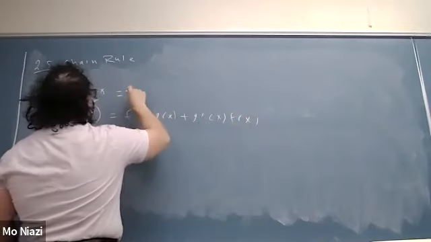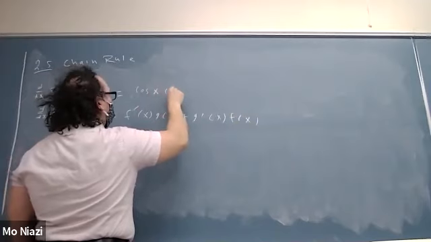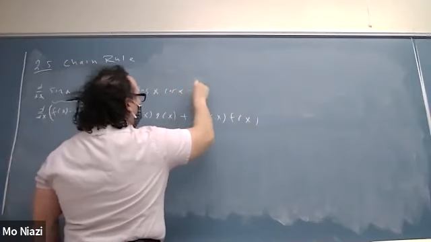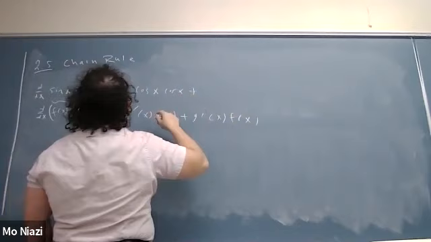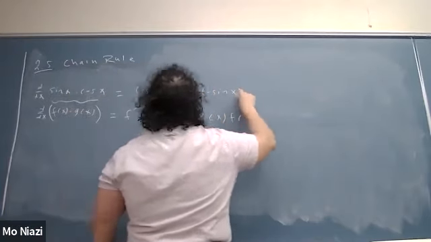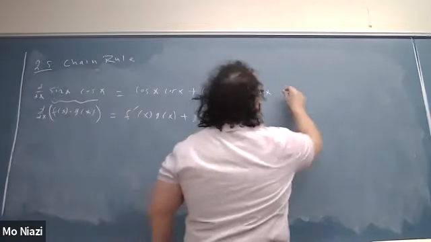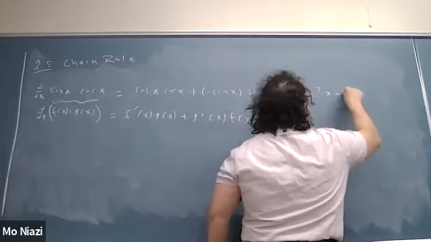That means this equals the derivative of sine, which is cosine, times cosine of x, plus the derivative of cosine, which is negative sine, times sine of x. So this gives us cosine squared of x minus sine squared of x.